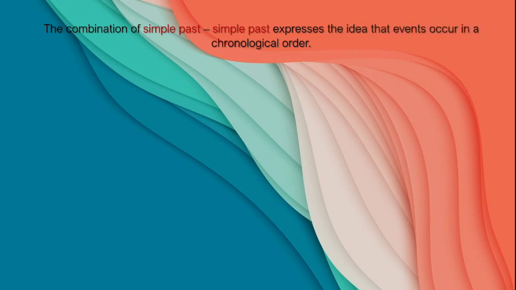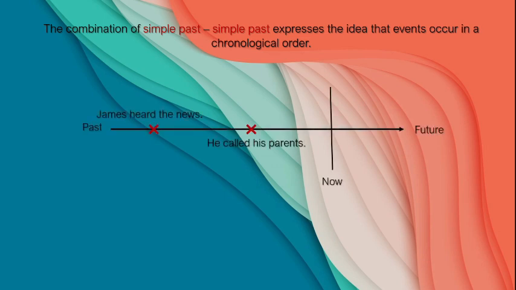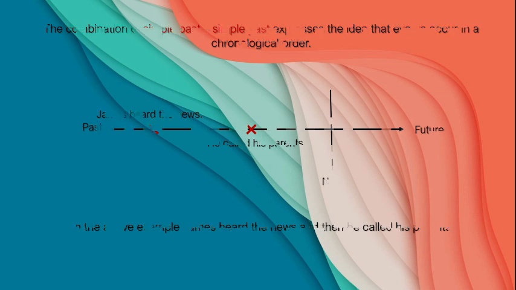The combination of simple past expresses the idea that events occur in chronological order. Let's look at this following example. In the above example, James heard the news and then he called his parents. The events are in chronological order.